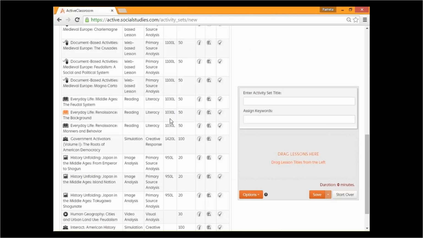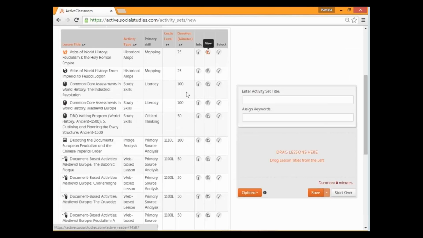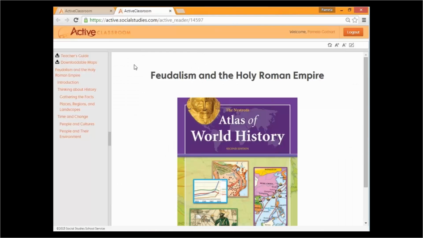So let's go back. That was a reading. Let's look at another type of activity. This time let's look at an atlas activity, a mapping activity. Let's look at Atlas of World History, Feudalism, and the Holy Roman Empire. When we open our lesson, we're going to use our table of contents. We have our teacher's guide, downloadable maps.